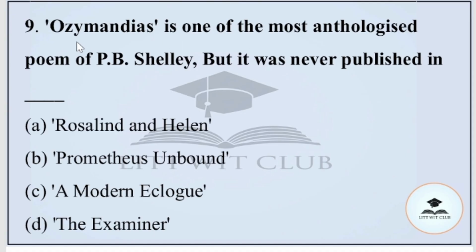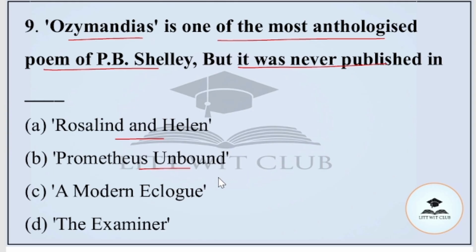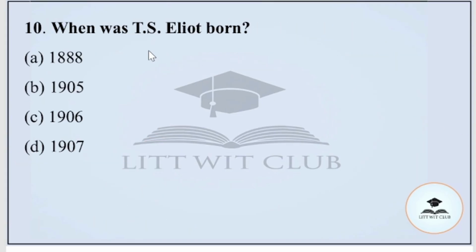Question number 9. Ozymandias is one of the most anthologized poems of P.B. Shelley, but it was never published in. Options are Rosalind and Helen, Prometheus Unbound, A Modern Eclogue, or The Examiner. And the correct answer is Prometheus Unbound. Question number 10. When was T.S. Eliot born? Options are 1888, 1905, 1906, and 1907. And the correct answer is 1888.